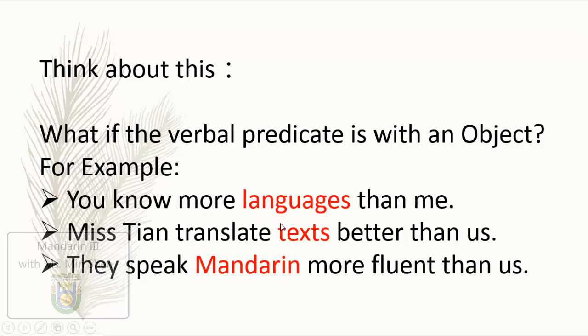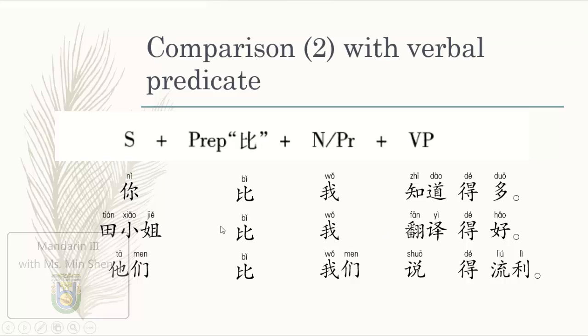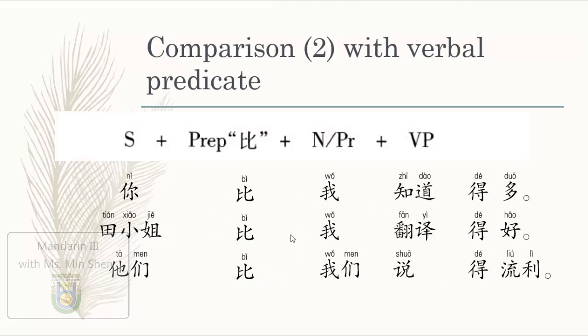Where do we put this language or languages in the sentence? Miss Tian translates texts better than us. They speak Mandarin more fluently than us. So how about all these objects? Can we fit the objects into this sentence and make a comparison? I want you to think about this. I give you 1 second. Time's up. Look at the answer now, right?